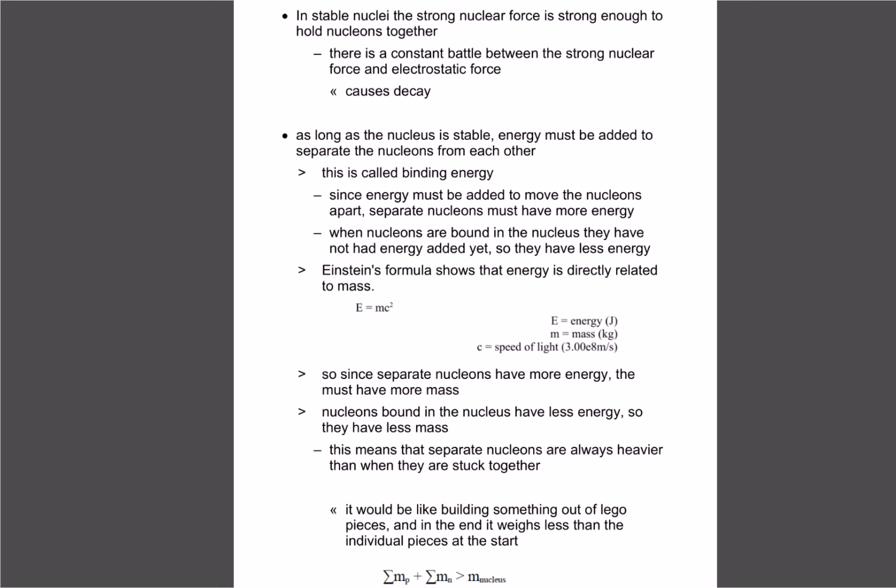So if you think about that for a minute, it's kind of like having Lego pieces. You have 10 different Lego pieces separate. They have a certain mass. You stick all 10 of them together, and if you weighed it on a scale, it'd be the exact same mass. But what Einstein found out is it was different. The 10 Lego pieces separate, to start with, had more mass than when you put them together.